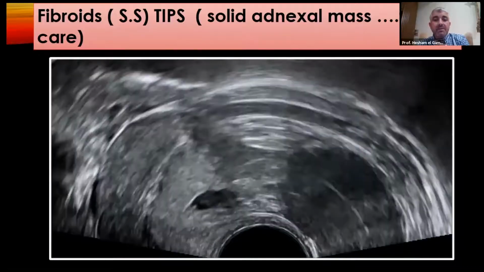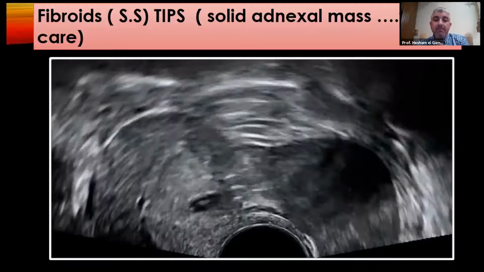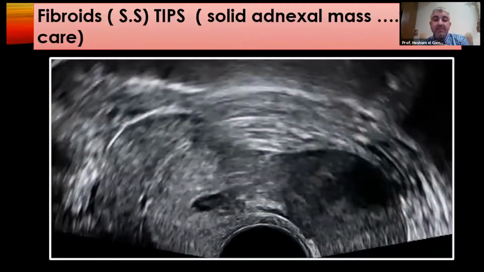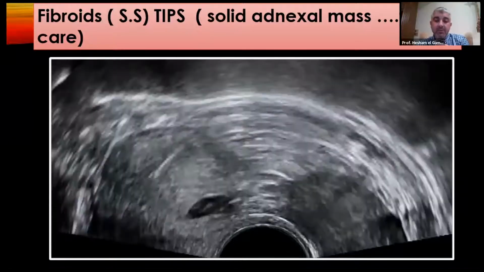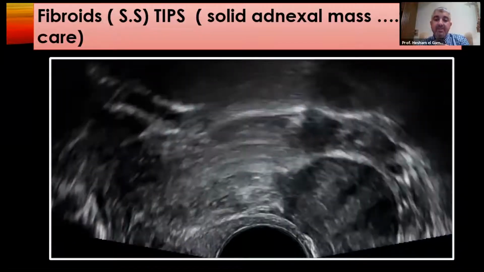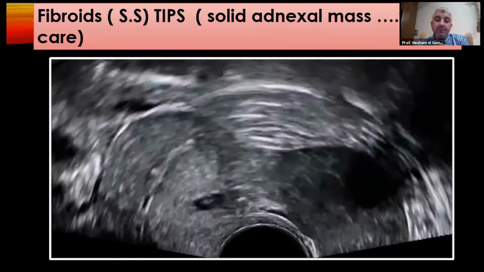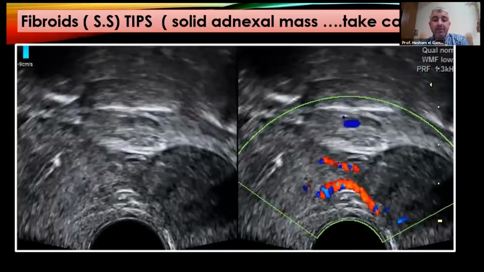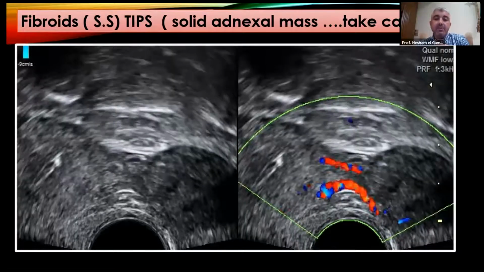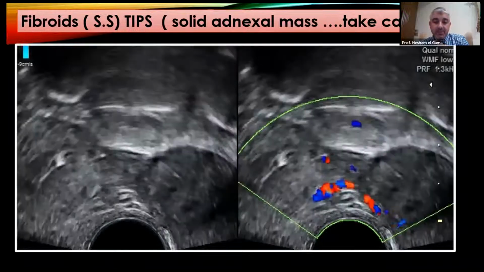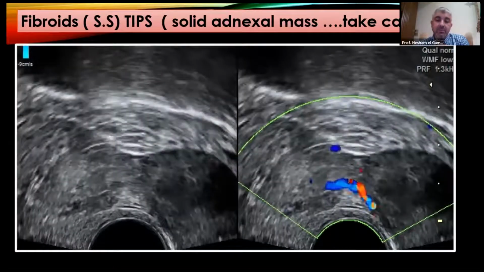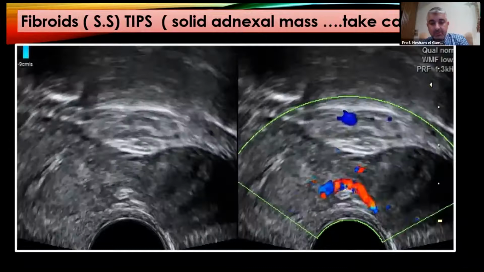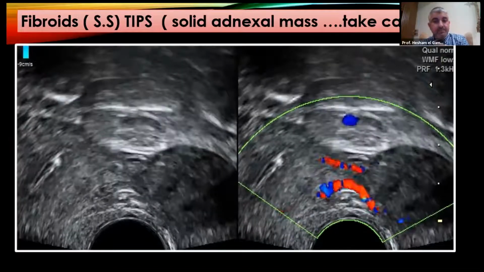Subserous myomas that are extending into the adnexa are sometimes confused with a solid adnexal mass. And in order to confirm that it is a myoma, the tip is you have to find a connecting vessel with the uterus. So you could see the pedicle and the feeding vessel, and you could again see an ipsilateral normal ovary with these lesions.